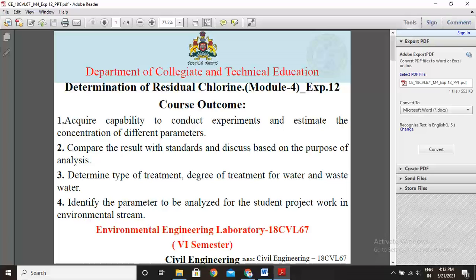Now the title of the subject is Environmental Engineering Laboratory. The subject code is 18CVL67. This comes in the 6th semester of the Civil Engineering Department.